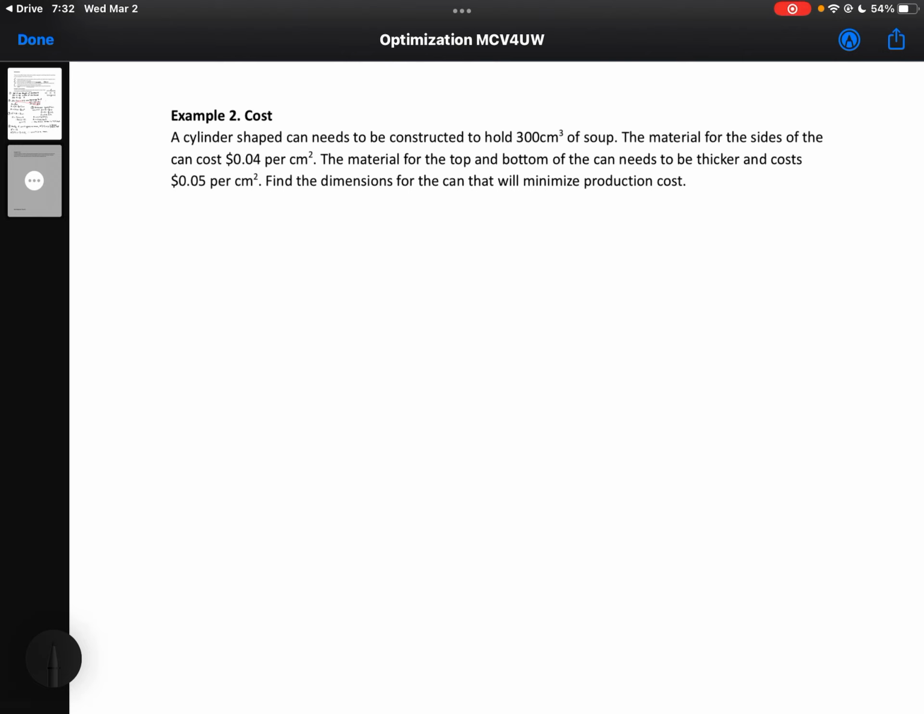So here we have a cylinder-shaped can that needs to be constructed to hold 300 cubic centimeters. So this is our volume of soup. The material for the sides of the can are $0.04, okay, or 4 cents per centimeter squared. And then the top and the bottom is 5 cents.